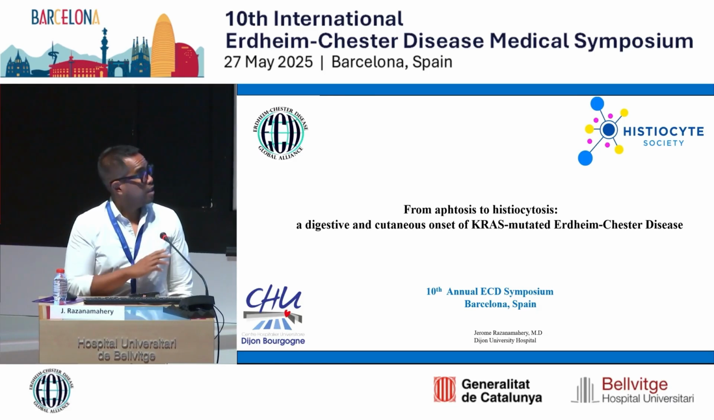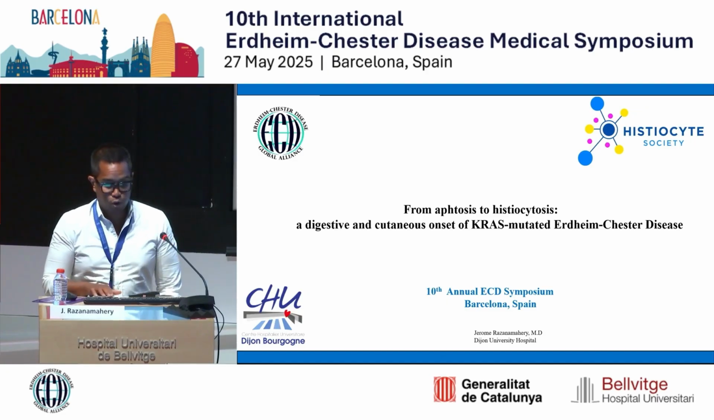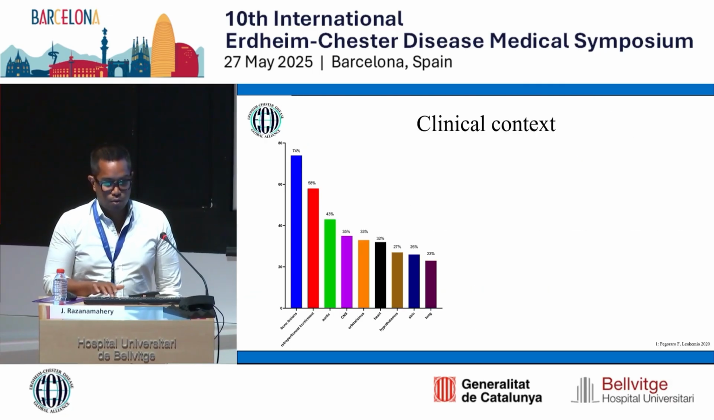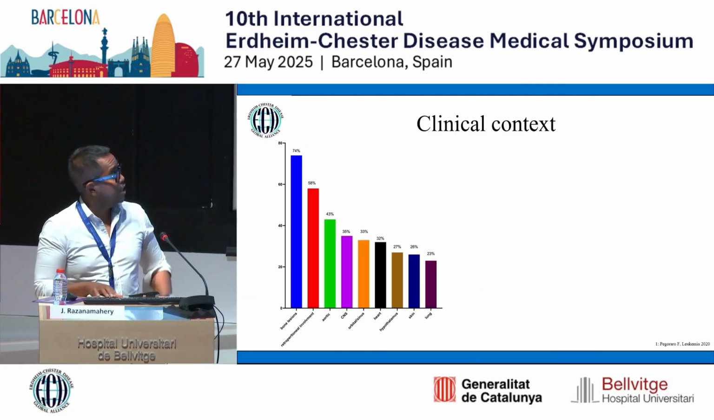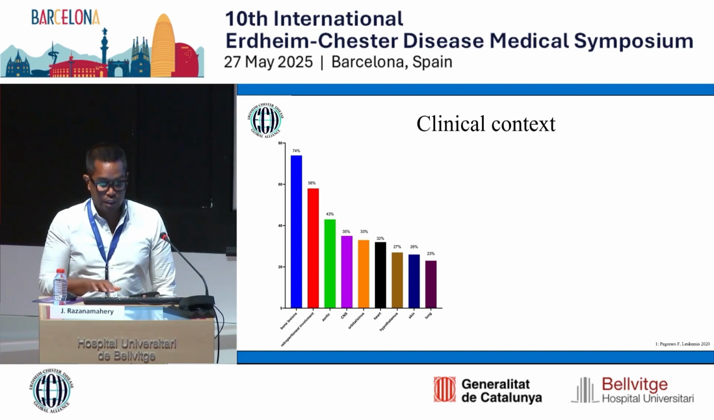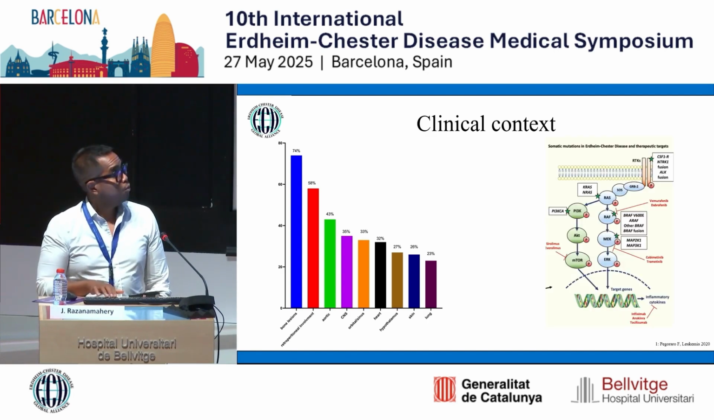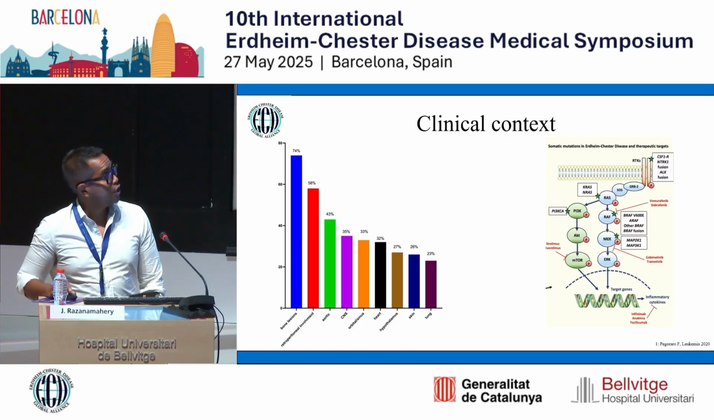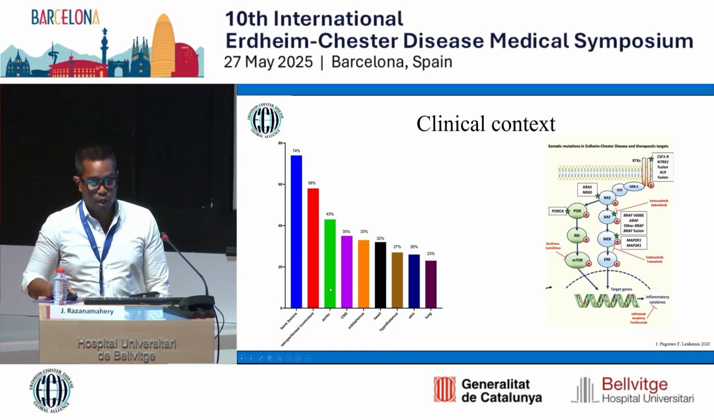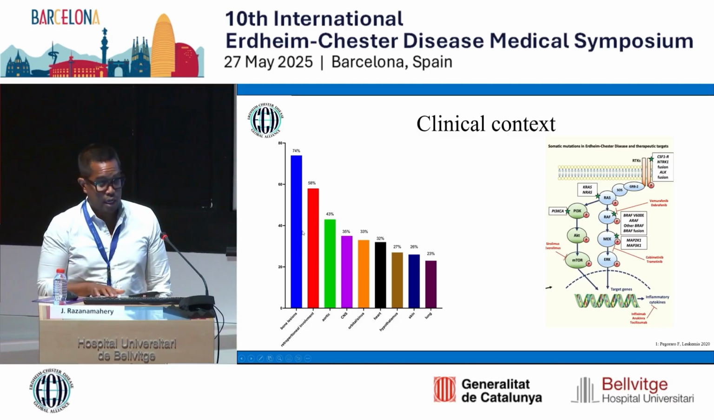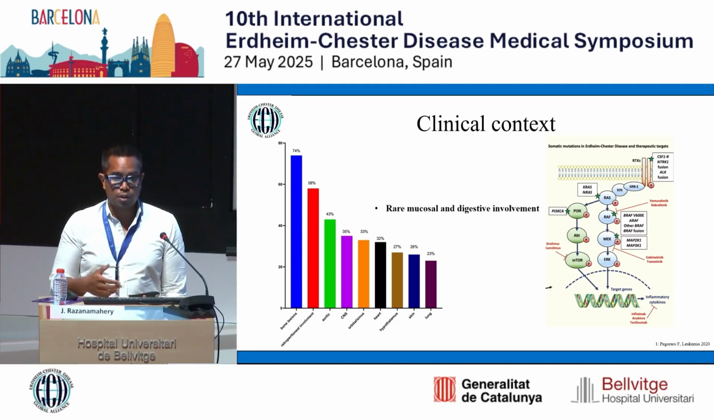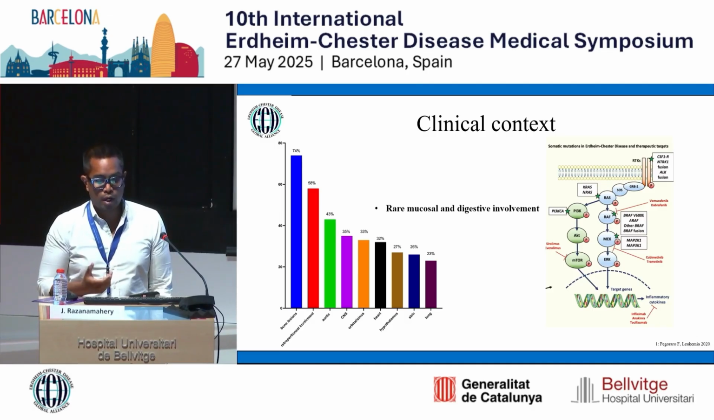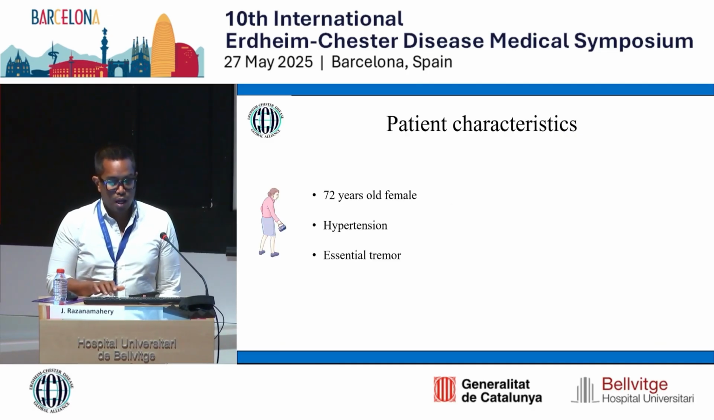So it's a patient. I didn't see the patient, but it's a patient from Julian, and he really wants me to present this one. The clinical context is we have seen here that it's a multisystemic disease, and we frequently have mutation in the MAP kinase pathway. You can have mutation in the AKT mTOR pathway, and we know that the digestive involvement and the mucosal involvement are really rare in patients with ECD.